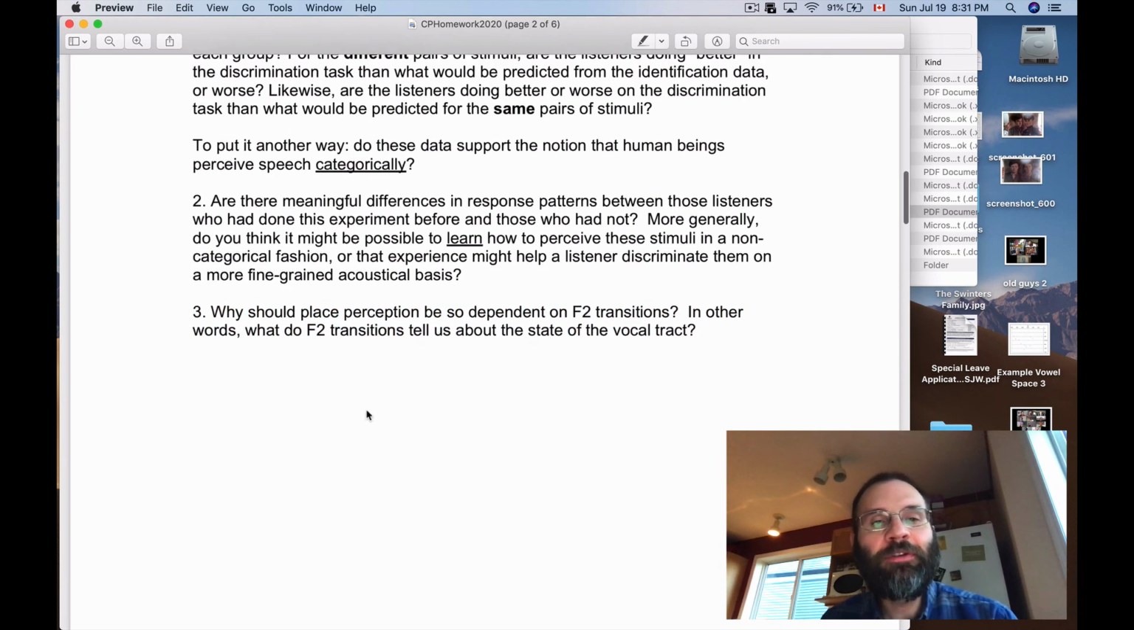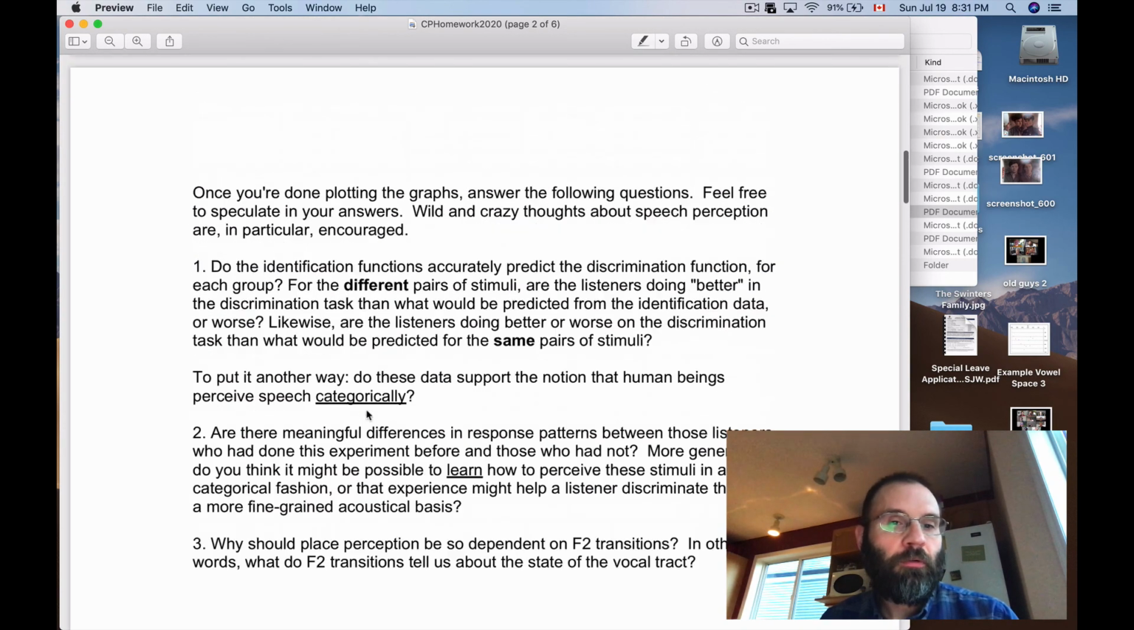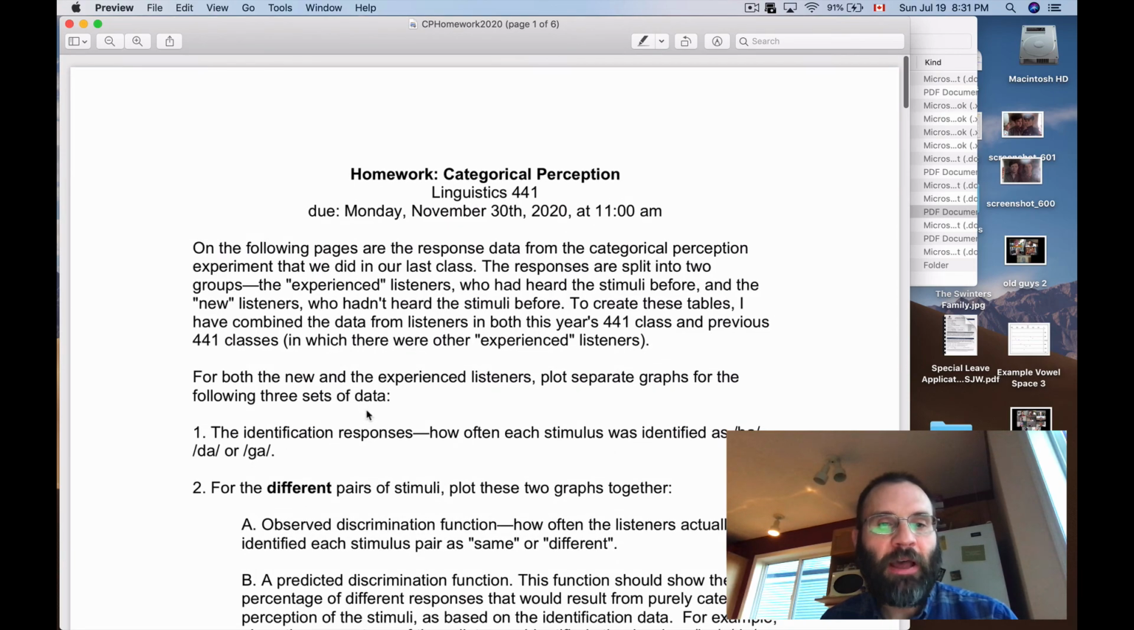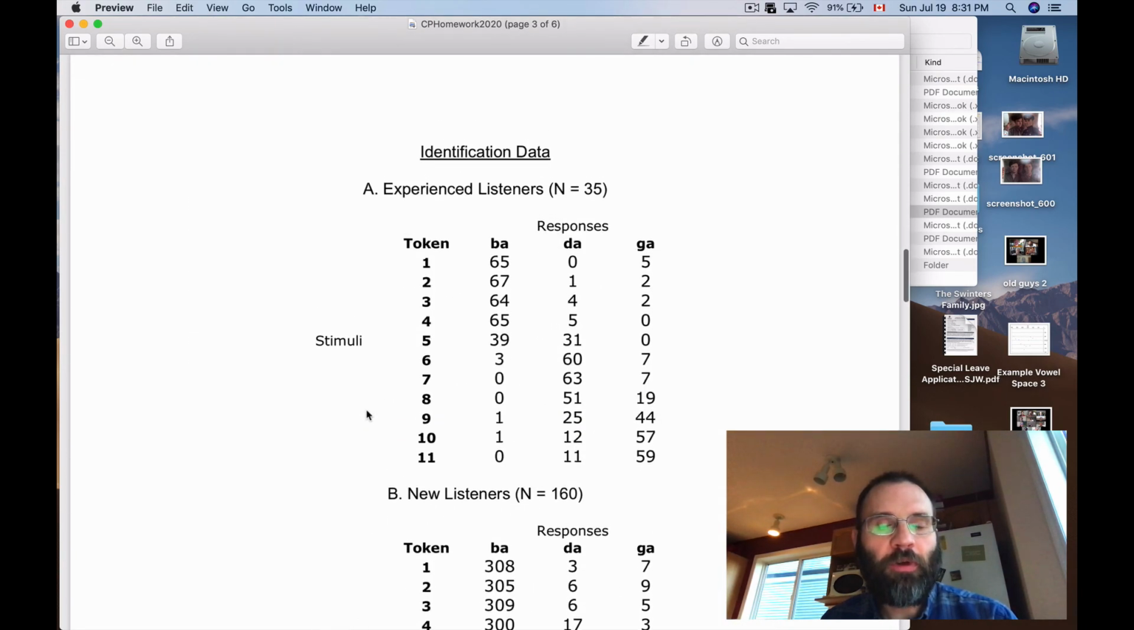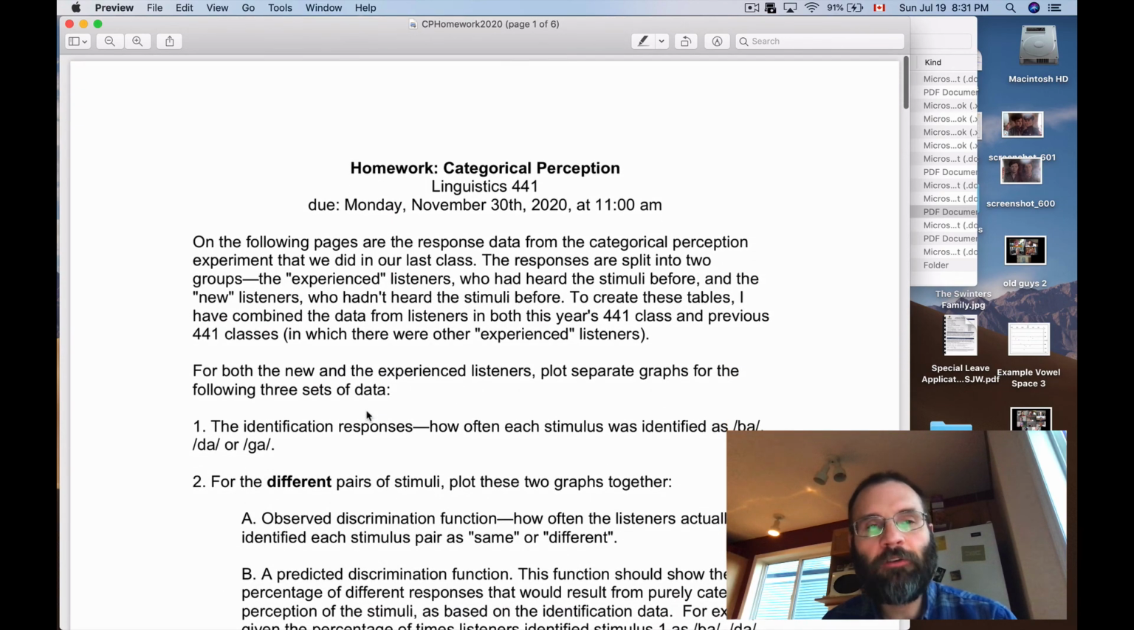In other words, what do F2 transitions tell us about the state of the vocal tract? So what you need to send me is a little write-up about this, along with your graphs of the data. And there's a Dropbox on D2L for that purpose.